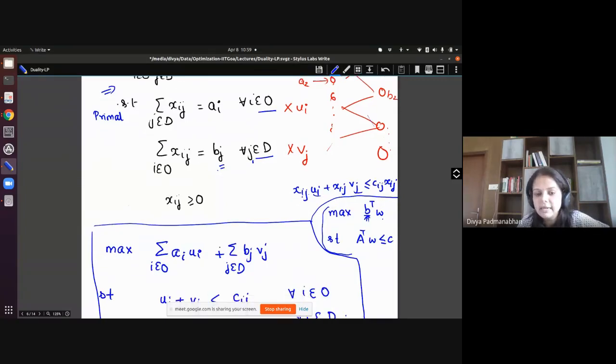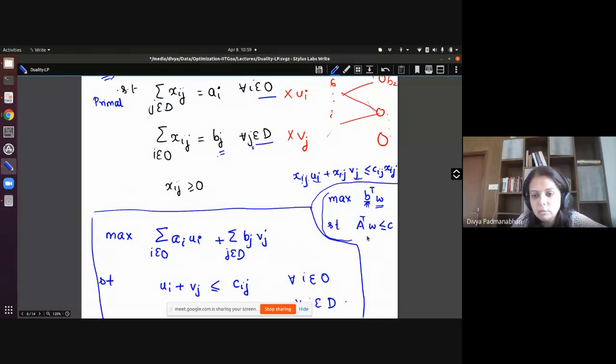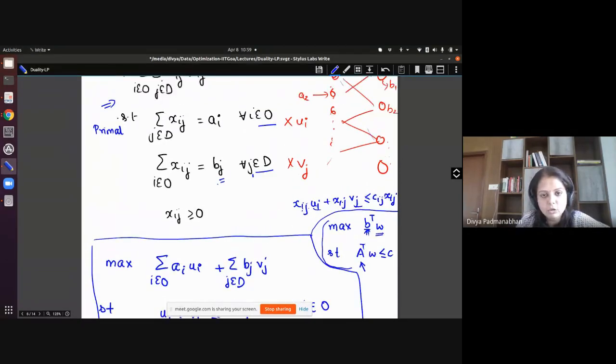When you substitute that, these are the variables, which take the form of u and v. So b transpose w, in terms of the transportation problem, is just summation ai ui plus summation bj vj. And now this A here is the constraint matrix, so it corresponds to whatever is on the left hand side of this constraint.